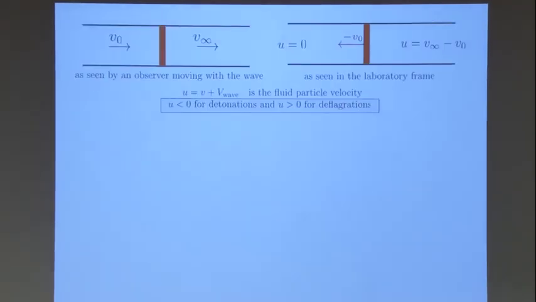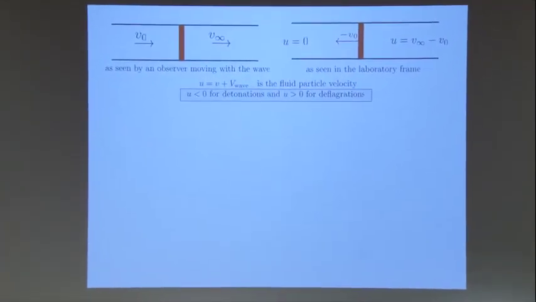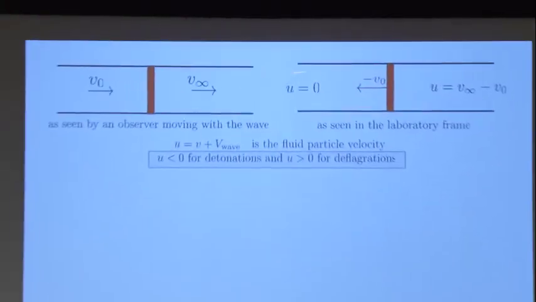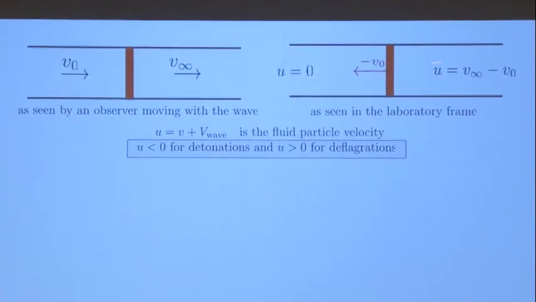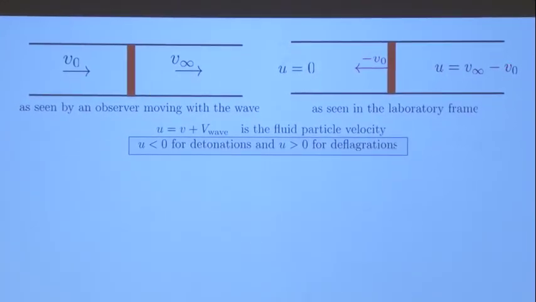So, I want to look at this configuration. You see, V infinity, remember V is the PV diagram that we plotted before, the deflagration was such that V is less than 1. V less than 1 means V infinity is less than V naught, which means that U is negative for detonation, and U is positive, right, for deflagration, because the deflagration were on the right, where V infinity is bigger than V naught.